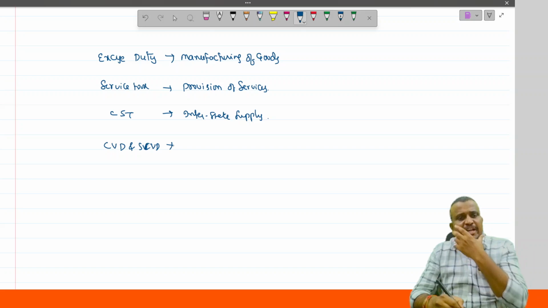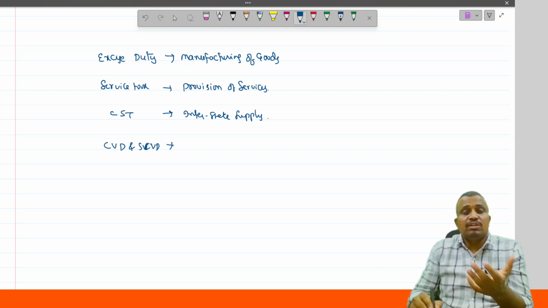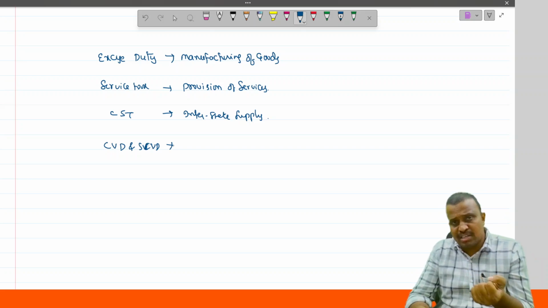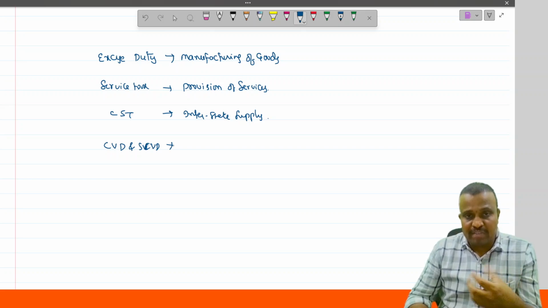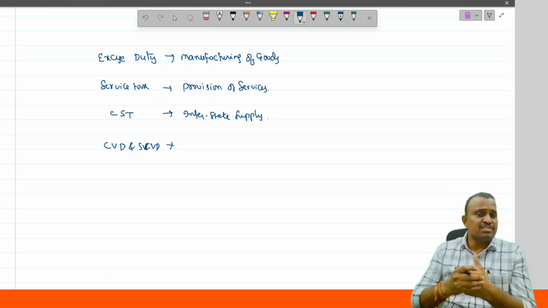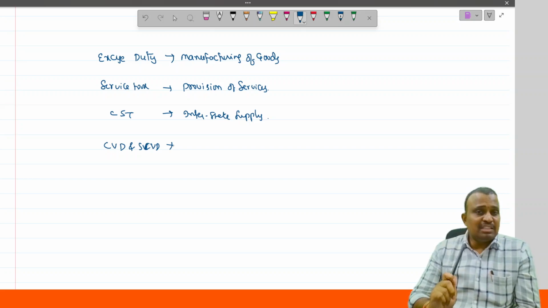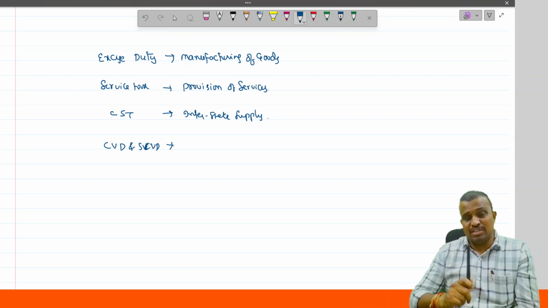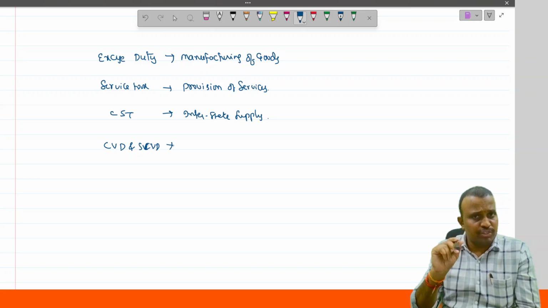What is meant by CVD and SCVD? Nothing but countervailing duty and special countervailing duty. Countervailing duty is levied by the central government to counterbalance the excise duty levied on a similar product if it is manufactured in India. For example, if you are importing a pen, no excise duty is levied on that importation as it is not manufactured in India. For example, if the same product is manufactured in India, then the central government levies excise duty on that manufacturer.